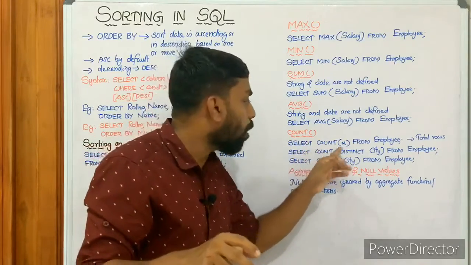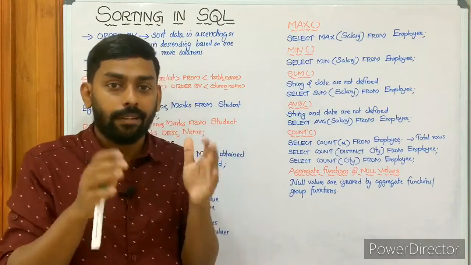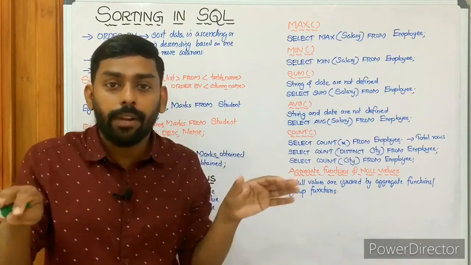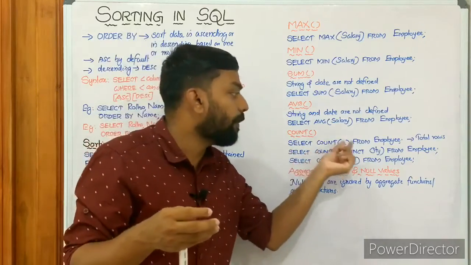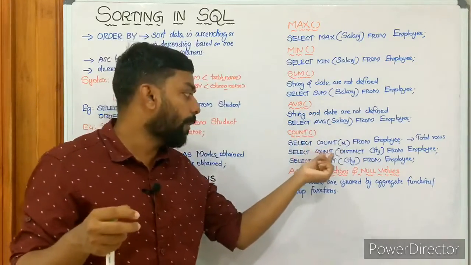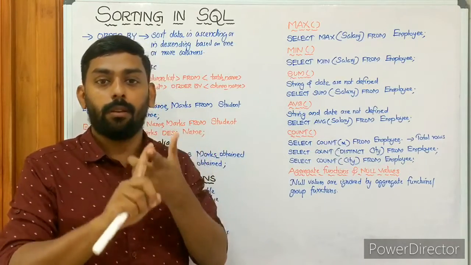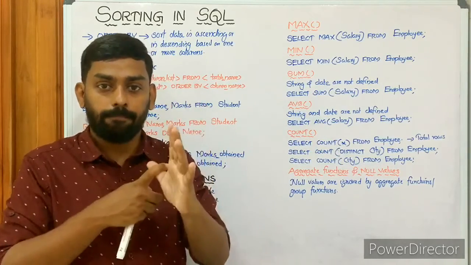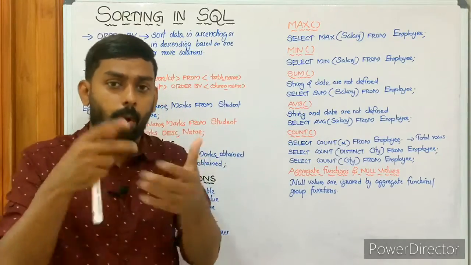Then select count of distinct city from employee. We have already applied distinct. Distinct means unique, avoiding duplication, eliminating duplication, right? So the column name will be count of distinct city. Suppose Delhi, Bangalore, Kochi, Jamshedpur, Kolkata, Bombay. There are a lot of cities, right?